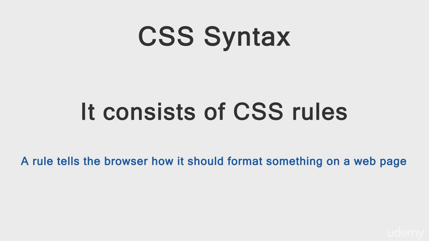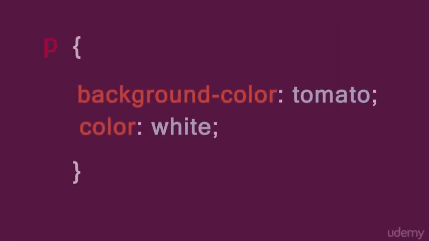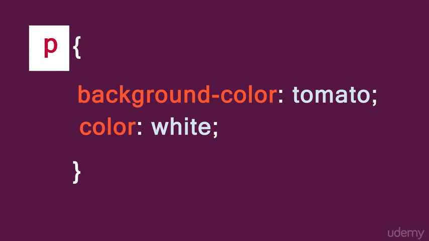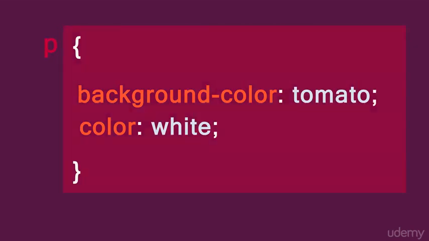So the something is what is called a selector, and how it should be formatted is found in the declaration block. For example, this is a CSS rule. The selector tells the browser which element to target on a web page. Then here in the declaration block, we have all the makeup that we want to apply to the selector.